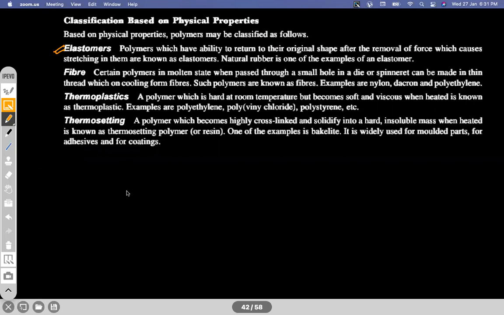So elastomers have a stretching property and return back to their original position. Natural rubber is one example of elastomers. Fiber: certain polymers in molten state, when passed through a small hole of a die, can be made into a thin thread, which on cooling forms fiber. Such polymers are known as fibers. Examples are nylon, dacron, polyethylene. Remember, for all these polymers we need to know the monomers.